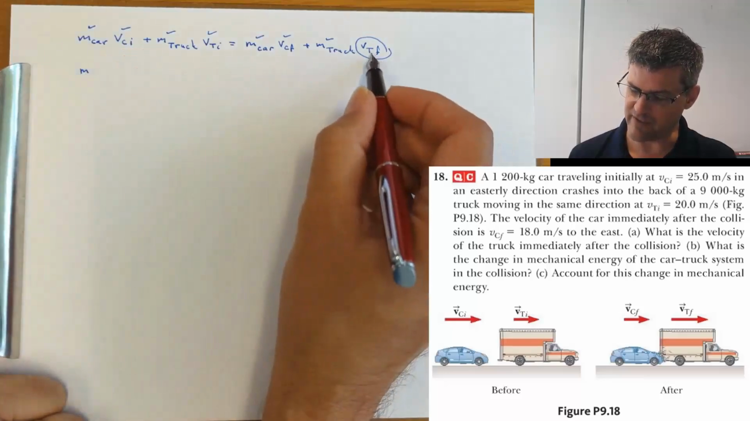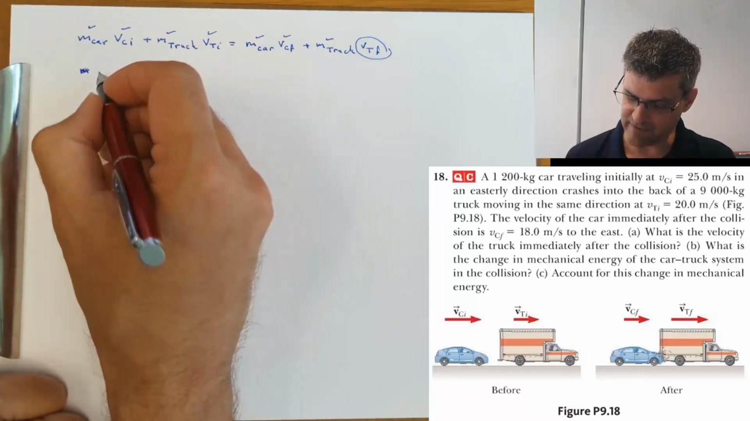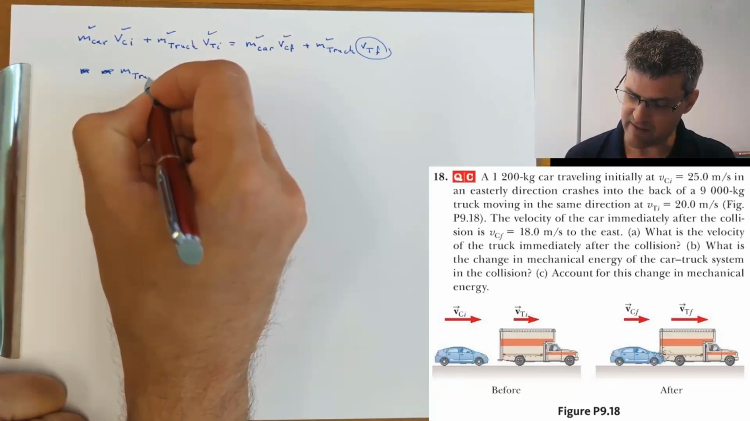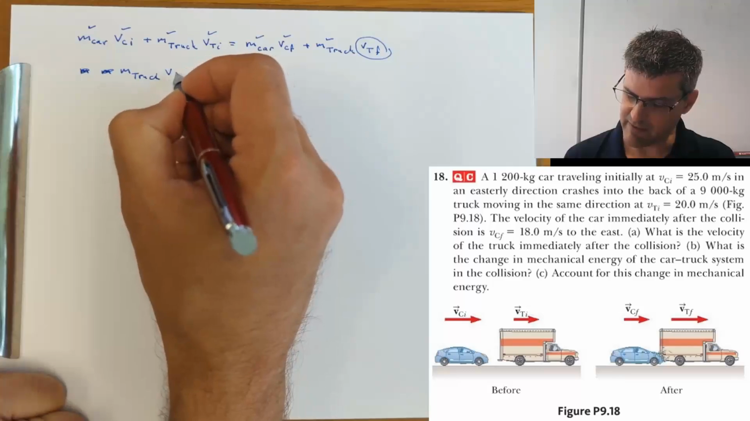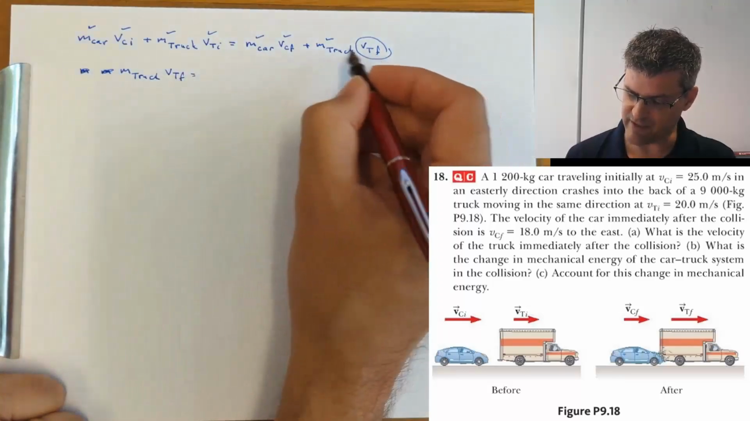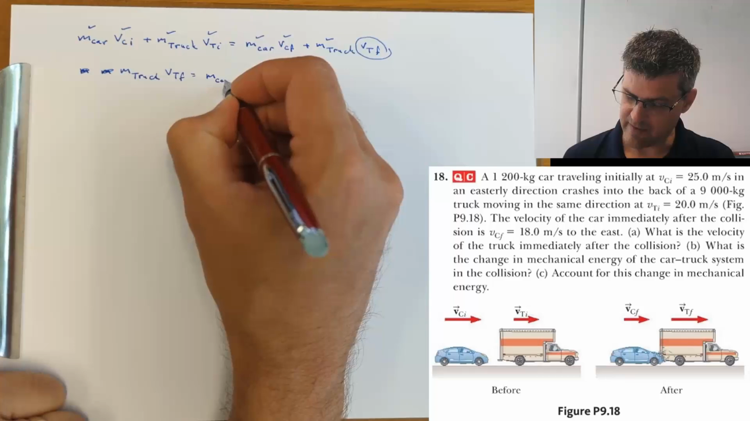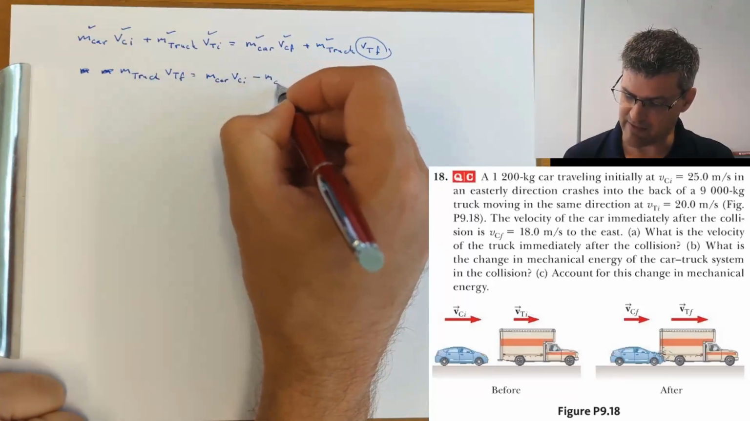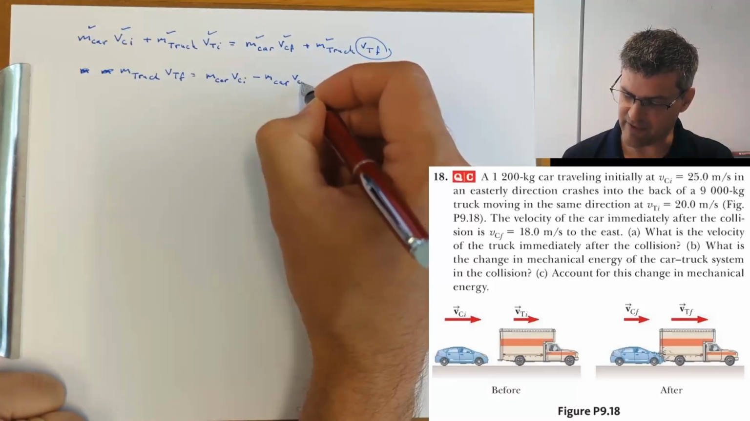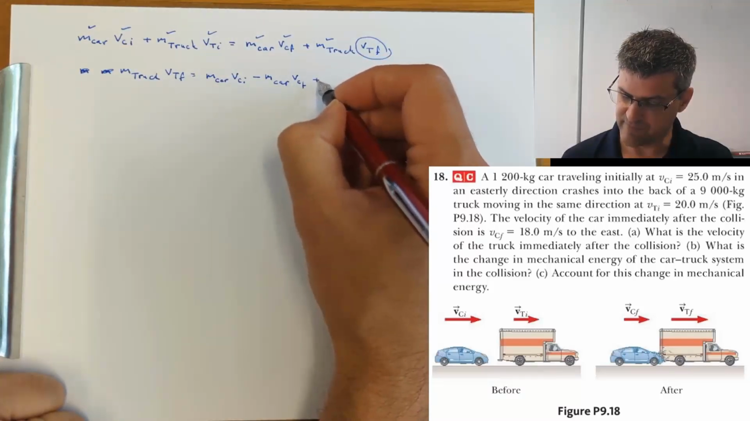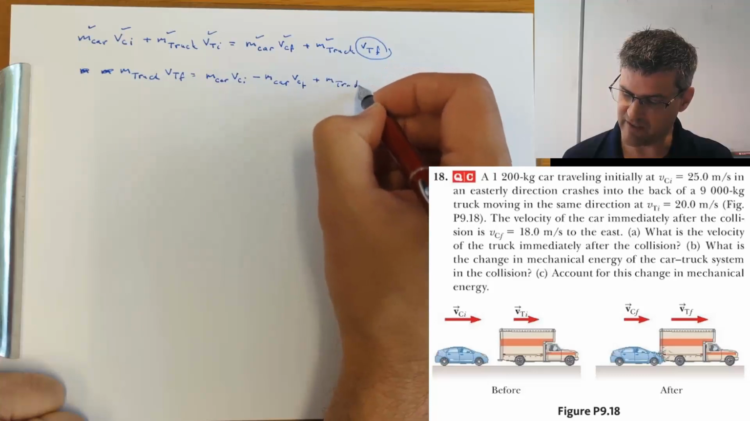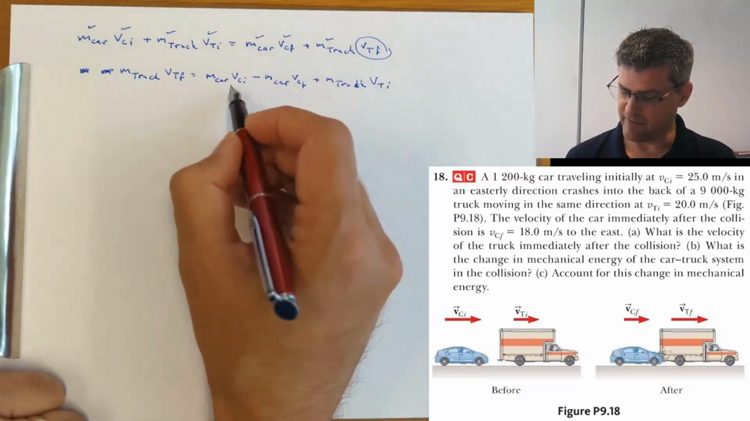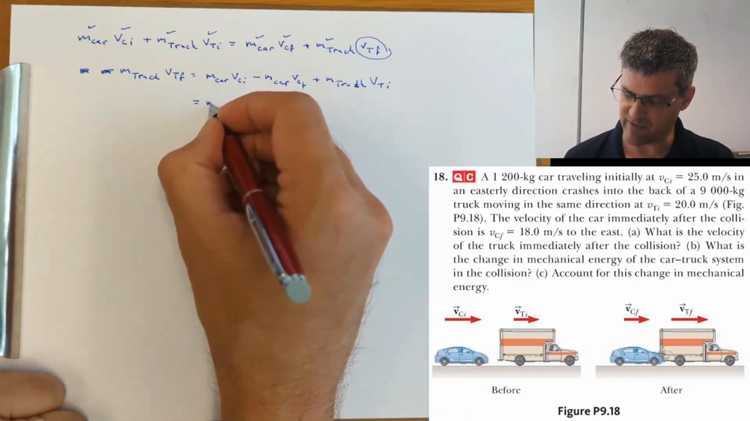So if we wanted to solve this for V of the truck final, I see that mass of the truck times V of the truck final, which is this term, is mass of the car, V of the car initial, minus mass of the car, V of the car final, plus mass of the truck, V of the truck initial. Now, mass of the car is in both of those terms, so I can factor it out.